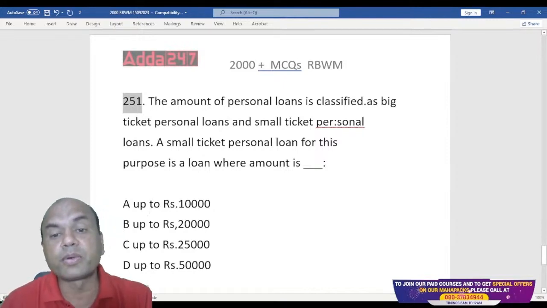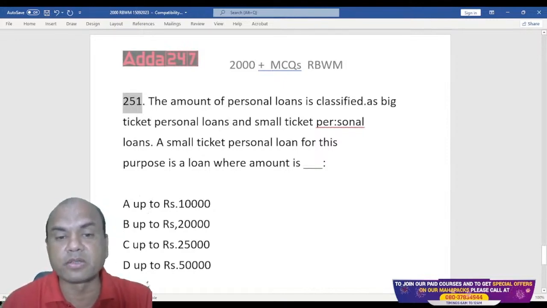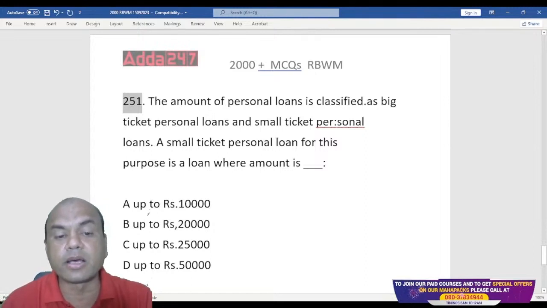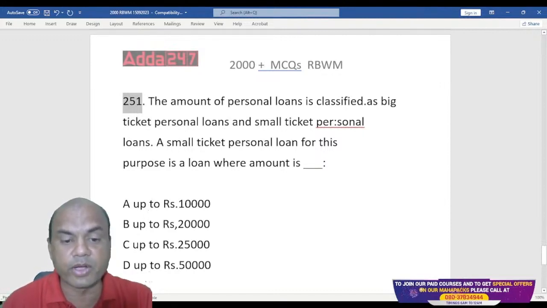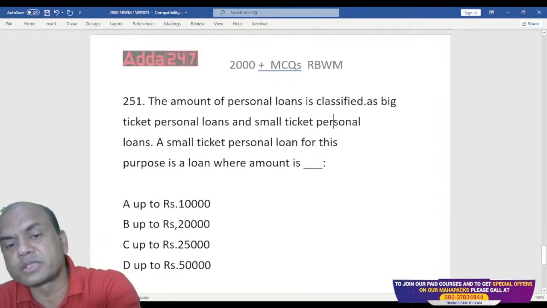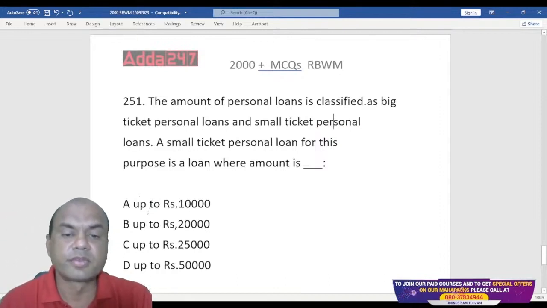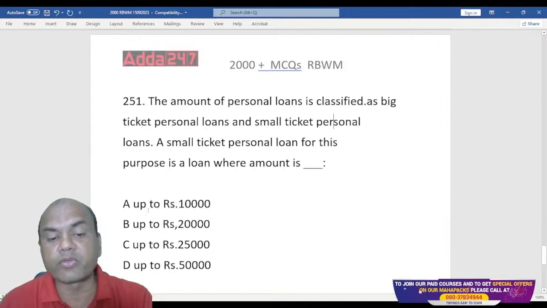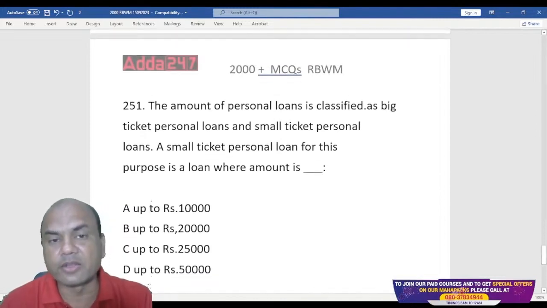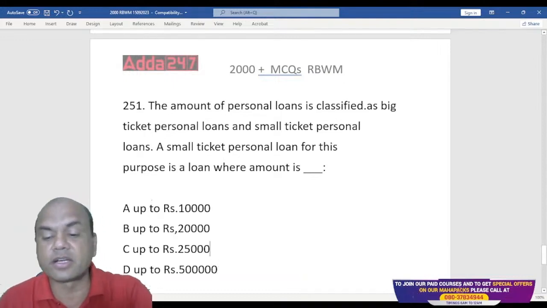The amount of personal loans is classified as big ticket personal loan and small ticket personal loan. Small ticket PL is a loan where the amount is up to 10,000, up to 20,000, up to 25,000, and up to 50,000. What is it? Small ticket personal loan. Actually, I'll tell you, small ticket personal loans are up to the amount of 5 lakhs. Even 5 lakhs is considered as a STPL.